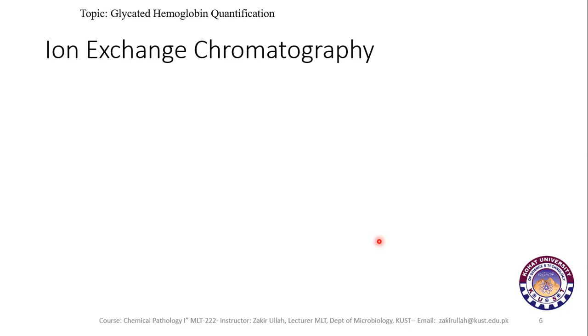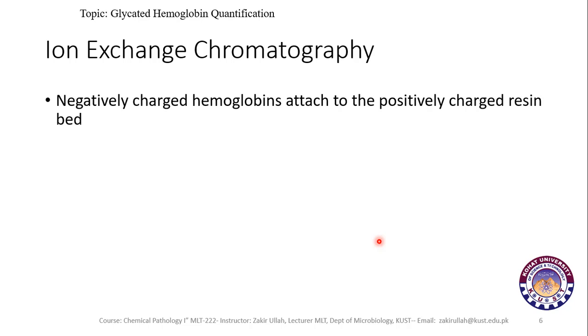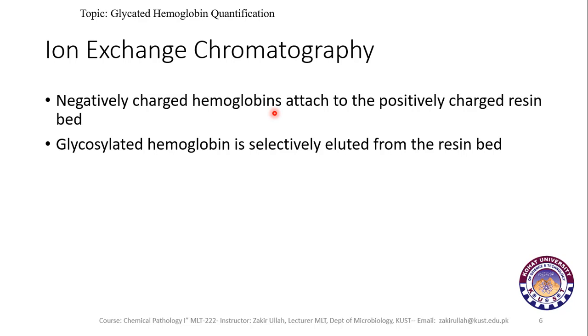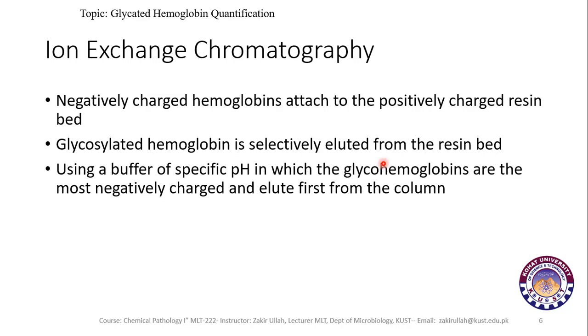The second method is ion exchange chromatography. In this method, the negatively charged hemoglobins attach to the positively charged resin bed, and the glycated or glycosylated hemoglobin is selectively eluted from the resin bed with the help of a buffer. This buffer has a specific pH in which the glycohemoglobins are the most negatively charged and they elute first from the column.